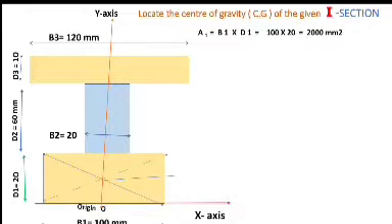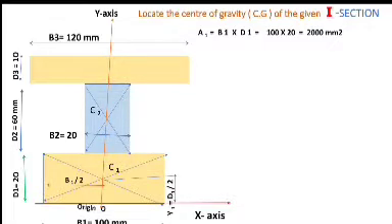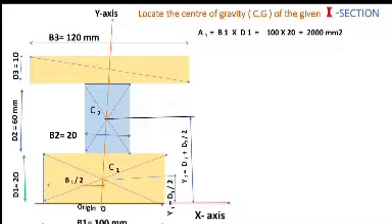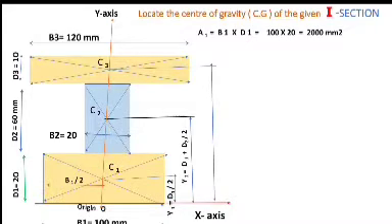Now I am drawing the diagonals to locate the individual centroids. C1 is the centroid of the bottom flange at a distance of y1, y1 equal to d1 by 2. C2 is the centroid of the web at a distance of y2, y2 equal to d1 plus d2 by 2. Now C3 is the centroid of the top flange at a distance of y3 equal to d1 plus d2 plus d3 by 2.